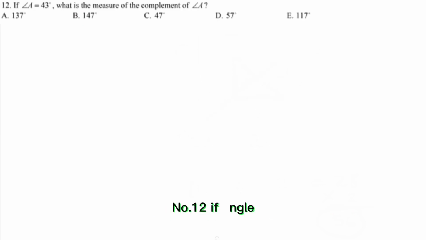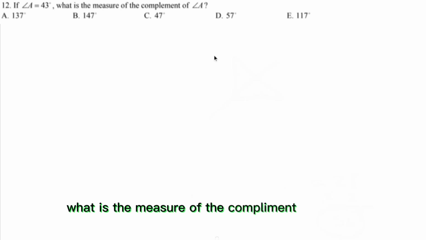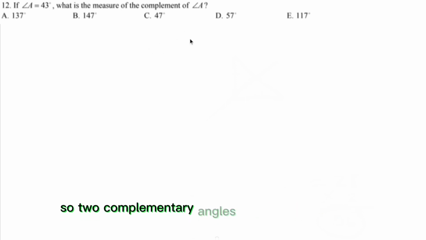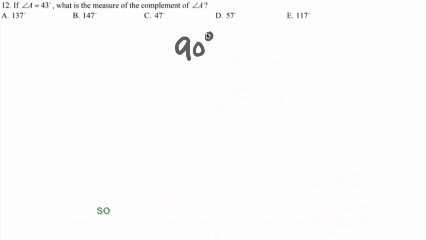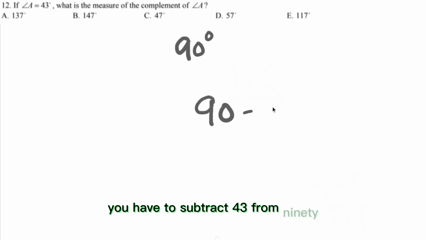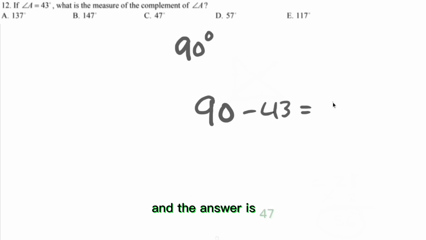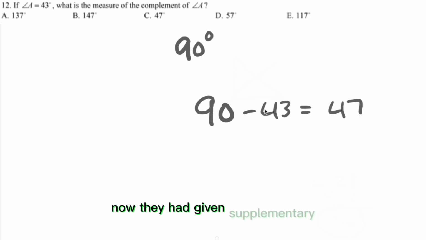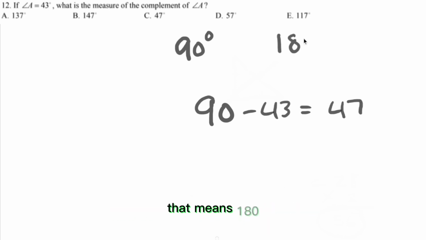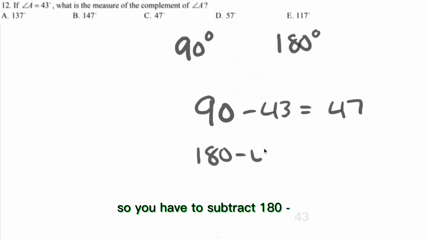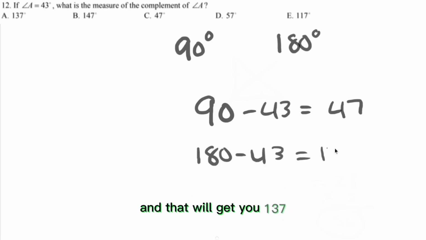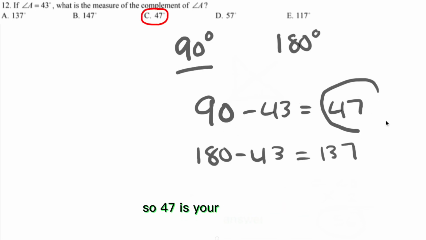Number 12. If angle A is equal to 43 degrees, what is the measure of the complement of angle A? So two complementary angles add up to 90 degrees. So to figure out what the complement is, you would have to subtract 43 from 90. And the answer is 47. Now, if they had given supplementary, that means 180. So you would have to subtract 180 minus 43, and that would get you 137. But in this case, they're asking for complementary, so 47 is your answer.